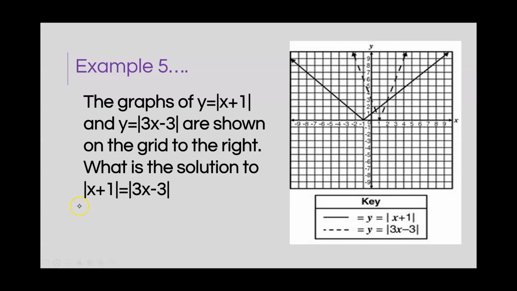What is the solution when these two equations equal each other? Where do they meet? They meet twice. They meet right here, and just guesstimate it. It looks like it's going to be 0.5 and then 1.5. And then the other one looks like it's about right here, which is going to be 2, 3. Okay, and those are your solutions.